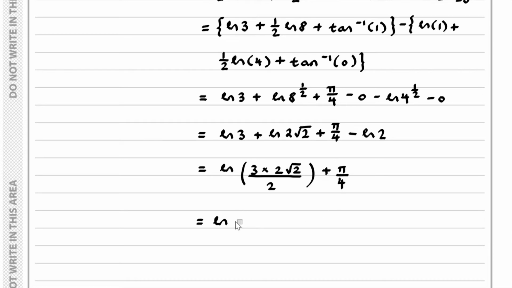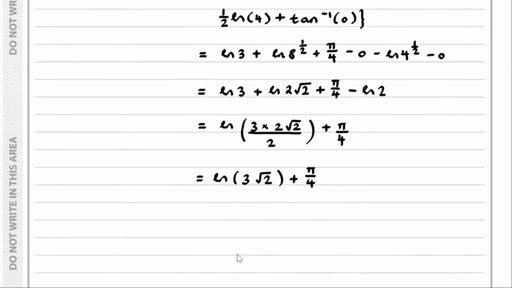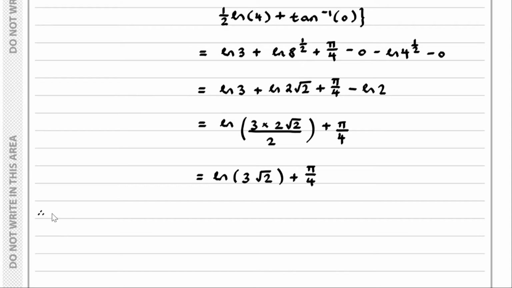So what I end up with is the natural log of 3 times the square root of 2 plus pi over 4. That's the result of the integral. A is equal to 3, B is equal to 1 over 4.